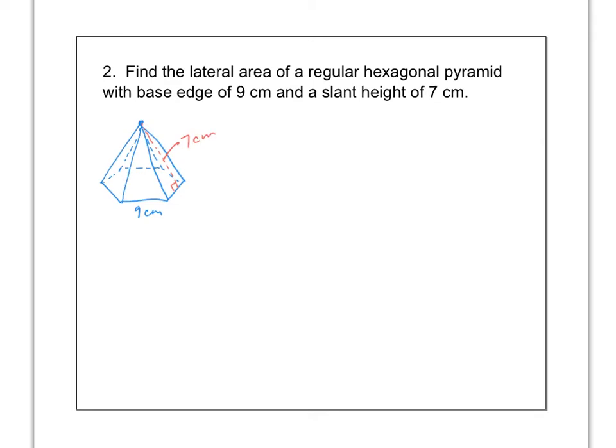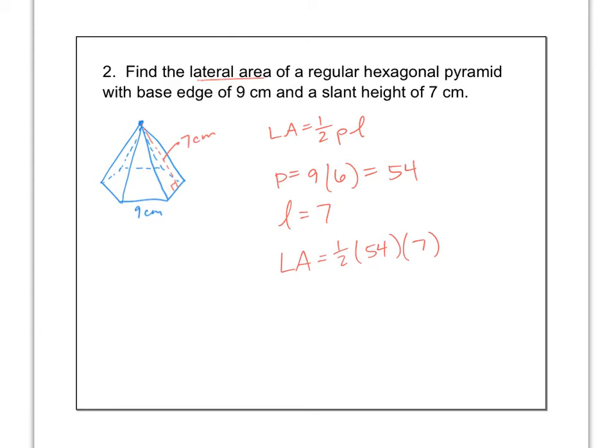Nice. Okay. So lateral area, think about your formula. Lateral area for a pyramid is 1/2 PL. P, perimeter of the base. This is a hexagon. Each side is 9. So 9 times 6, 54. Slant height, yes, given to us. It is 7. So now plug it in. 1/2 times 54 times 7. And you probably need a calculator, which is fine. You should get 189 centimeters squared.